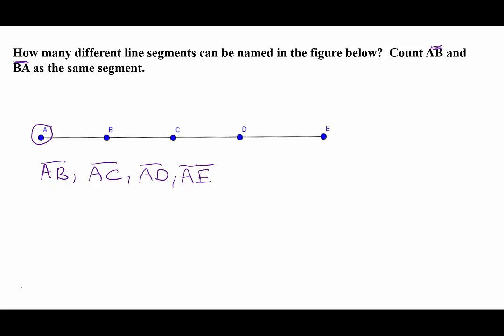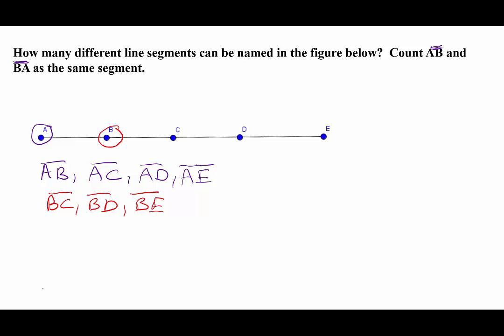So now let's move on to point B. We can write line segments BC, BD, and BE. That's right. So when we get to B, we're done with B now. We're only going to go forward, right? We're not going to look back at point A, because that would be BA, and we already have that when we considered AB. So when we get to a given point, we only look at the points above it in order to make new line segments.